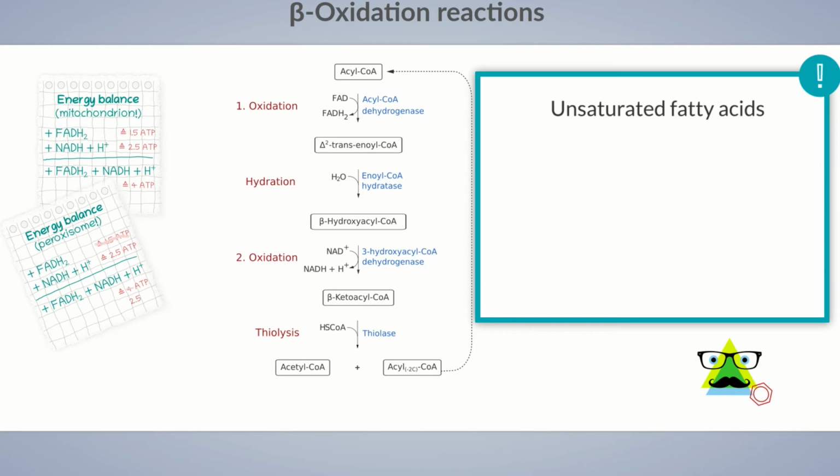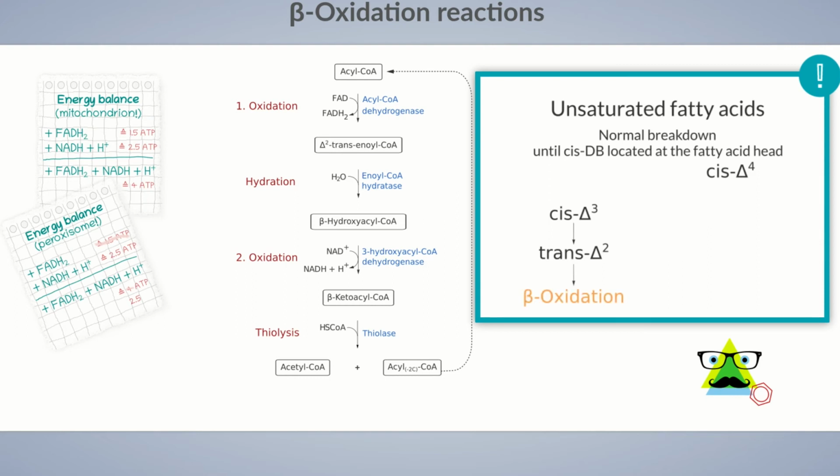At this point, it's sufficient to note that unsaturated fatty acids with a cis double bond are broken down in the same way as saturated fatty acids until the cis double bond is in the delta 3 or delta 4 position. A cis bond in the delta 3 position can be transformed into a trans bond in the delta 2 position, which is then metabolized in regular beta-oxidation.